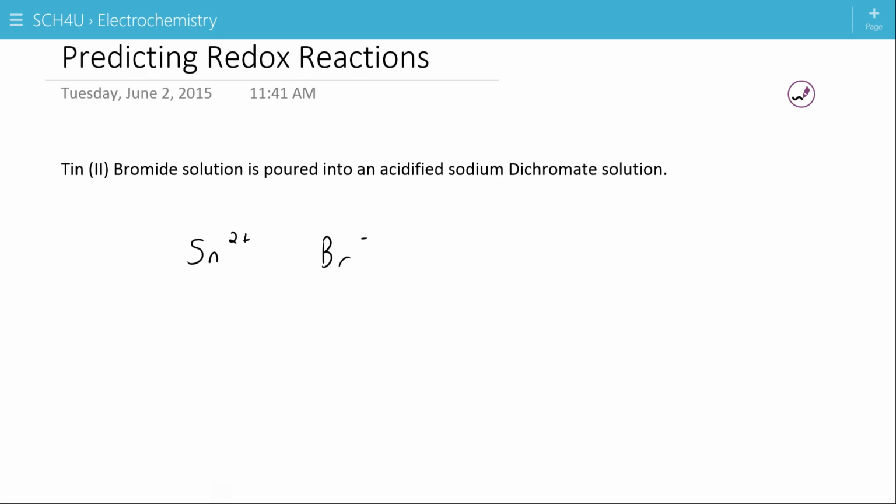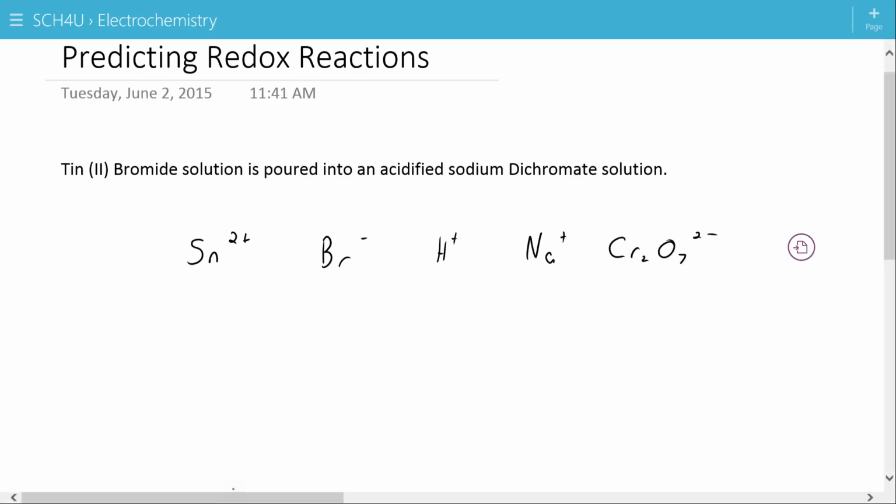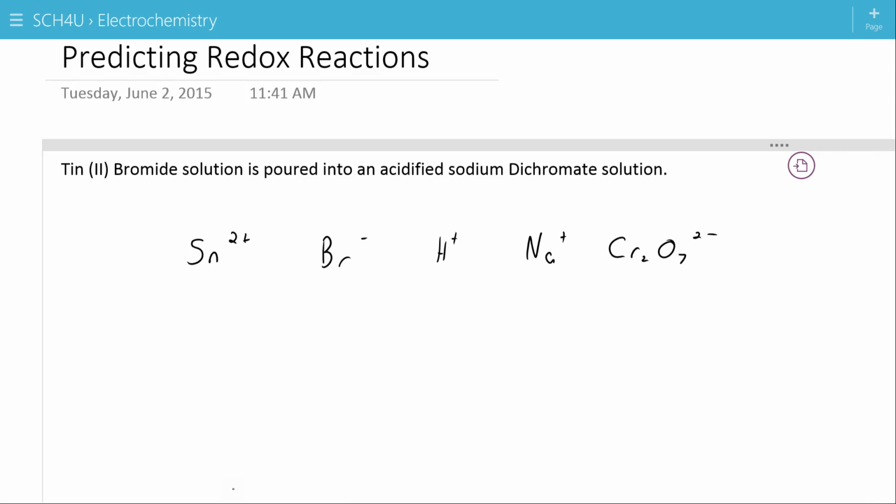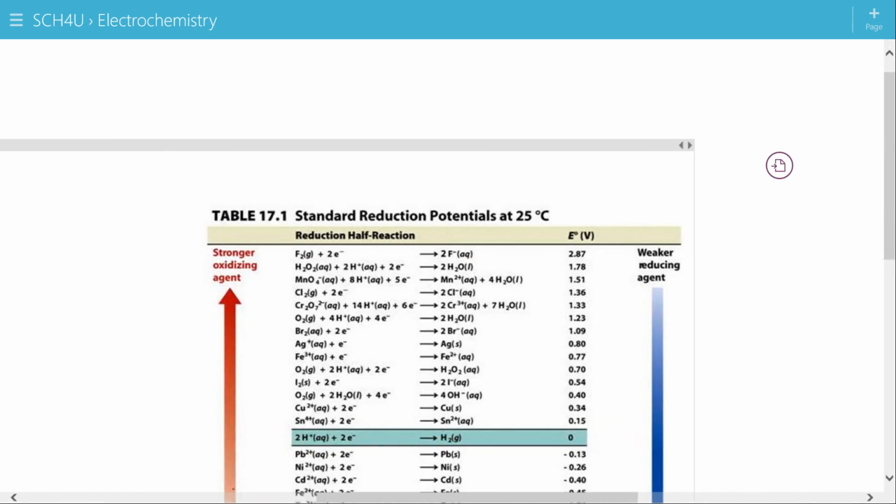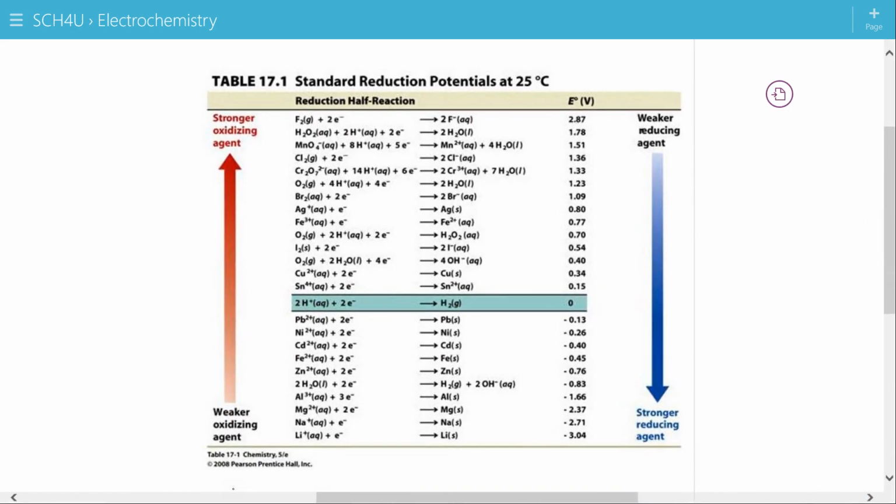Bromine, Br-. It says it's acidified, which means we have H+. Sodium, Na+, and dichromate, Cr2O7 2-. If you don't know dichromate, you can look that one up, but I just happen to know it because I was preparing for this. So that's all the things that we have to work with. Let's see if any of these things can act as oxidizing agents or reducing agents. Over here, I have tucked away my standard redox table so that I can look for things.